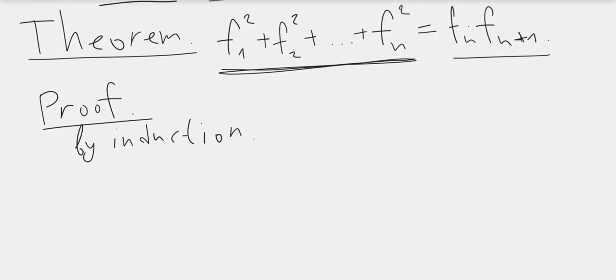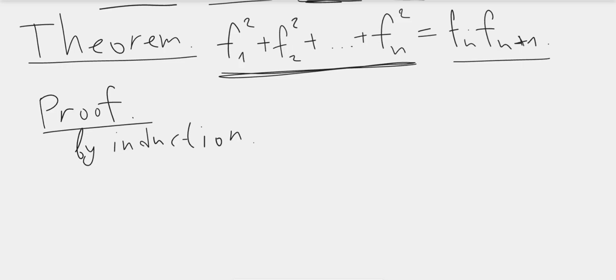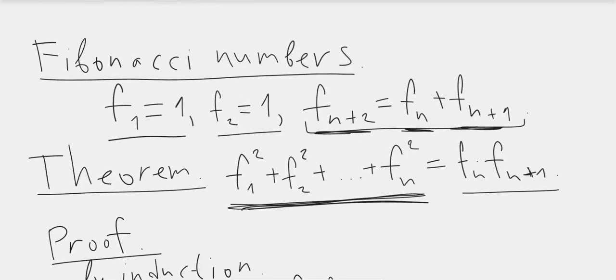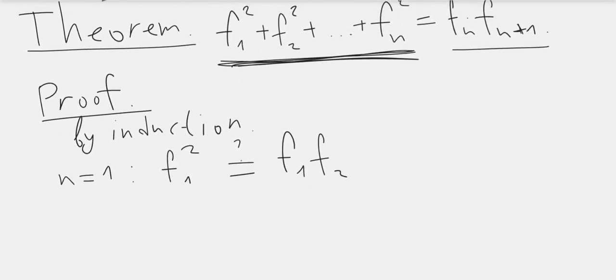First we check the base case, the case n equal to 1. On the left side we have f1 squared. On the right side we have f1 times f2. Both f1 and f2 are equal to 1, so the left side is equal to 1 and the right side is equal to 1. Therefore this equality holds for n equal to 1.